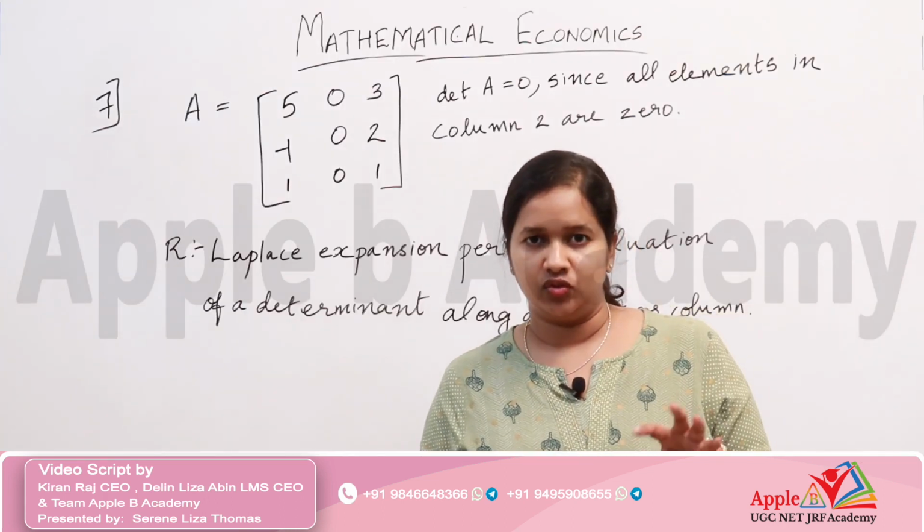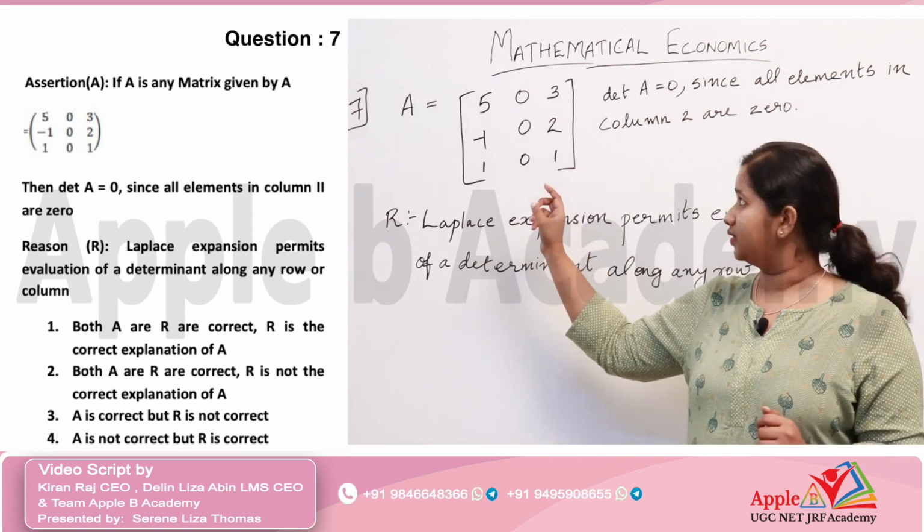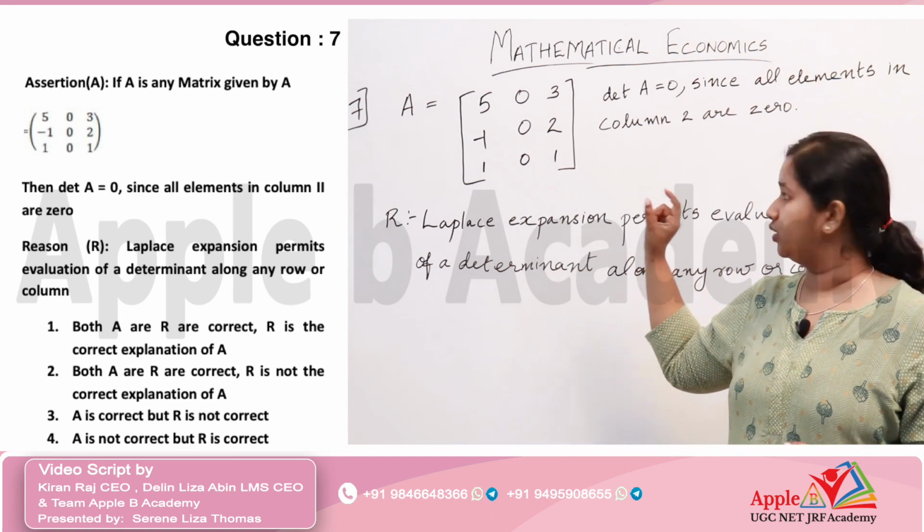Next one is an assertion reason type question. The assertion is that a matrix is given, A is equal to 503 minus 102 101.